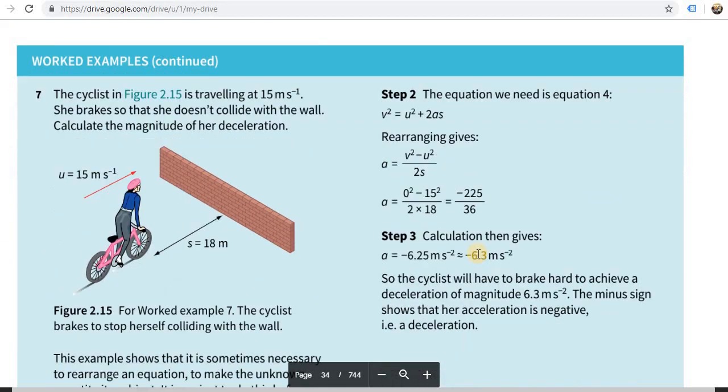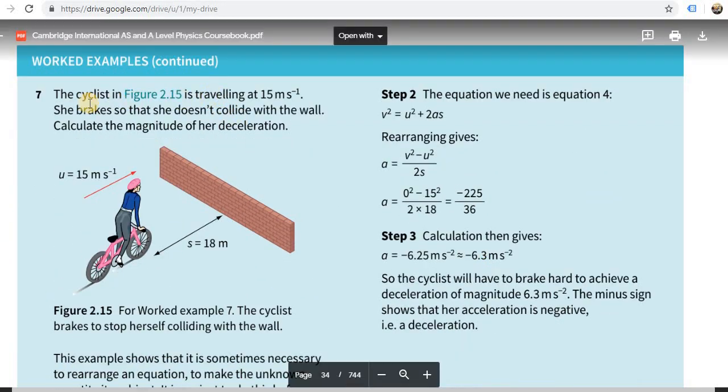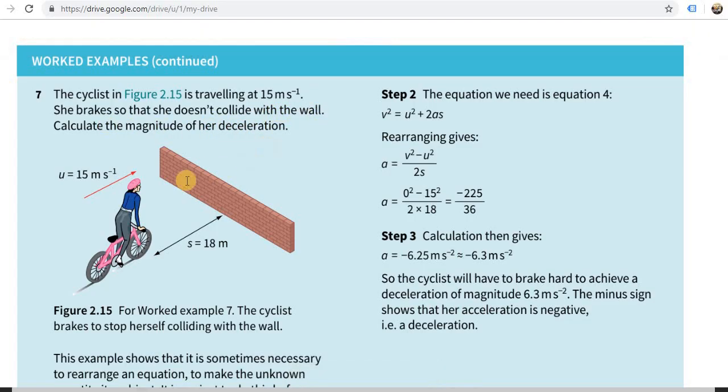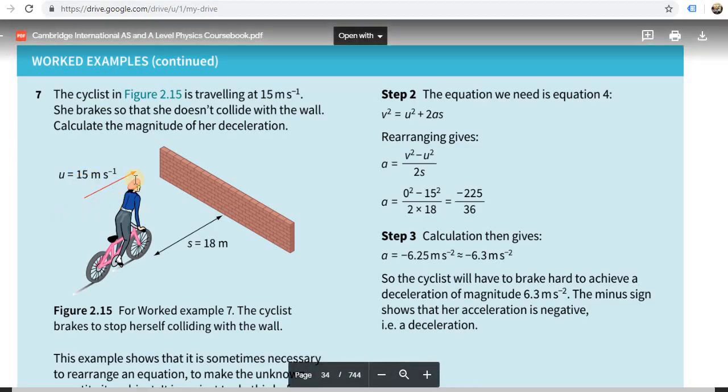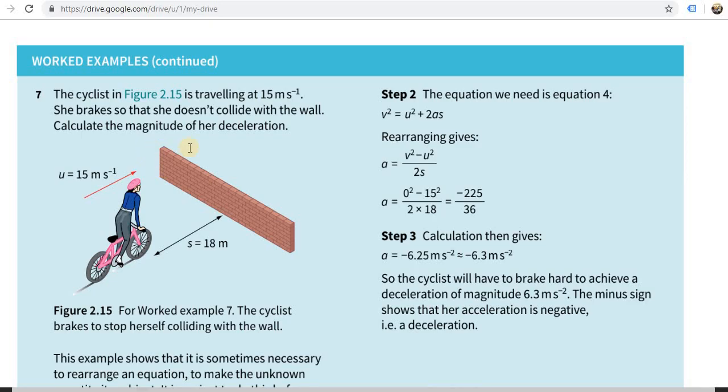Okay, more examples. Example number 7. The cyclist in figure 2.15 is traveling at 15 meters per second. She brakes so that she doesn't collide with the wall. Calculate the magnitude of her deceleration. Initial velocity is 15, final velocity over here should be 0. They are asking the deceleration, so we need to find what the acceleration is.